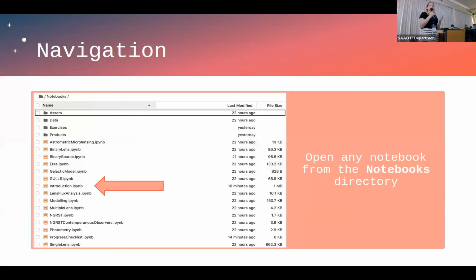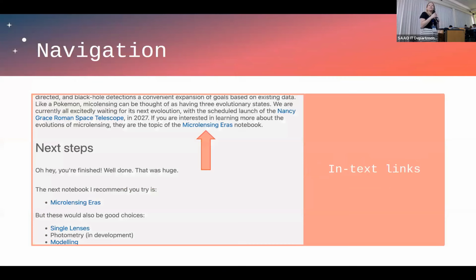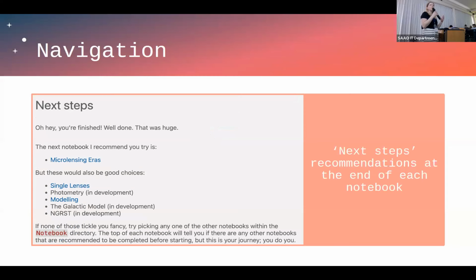So how does navigation work? In Jupyter Notebooks, you find the notebook you want to open, click it, and open it. It's pretty basic. The README itself directs you first to the introduction notebook because that's a very logical place to start. There are in-text links that link you to other notebooks, like this one that says, do you try the microlensing errors notebook? You can click that, it opens the notebook in your browser, and then you've moved on to your next thing. Beyond that, the bottom of every notebook has a next step section, which recommends where you might want to go next in your journey.